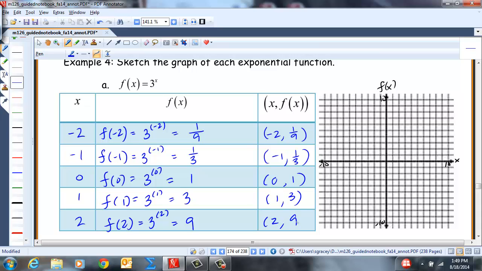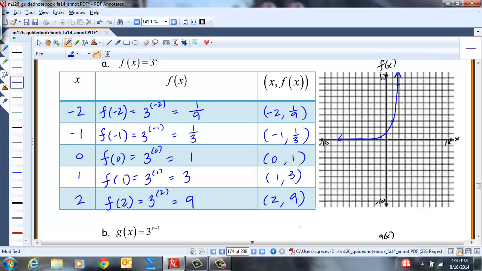So we'll have negative 2, 1/9, negative 1, 1/3, 0, 1, 1, 3. So this is going to increase more rapidly, and then we'll be at 2, 9. So it's got the same general form, except it increases much more rapidly. All right, how'd you do? Awesome. All right, so here we go.